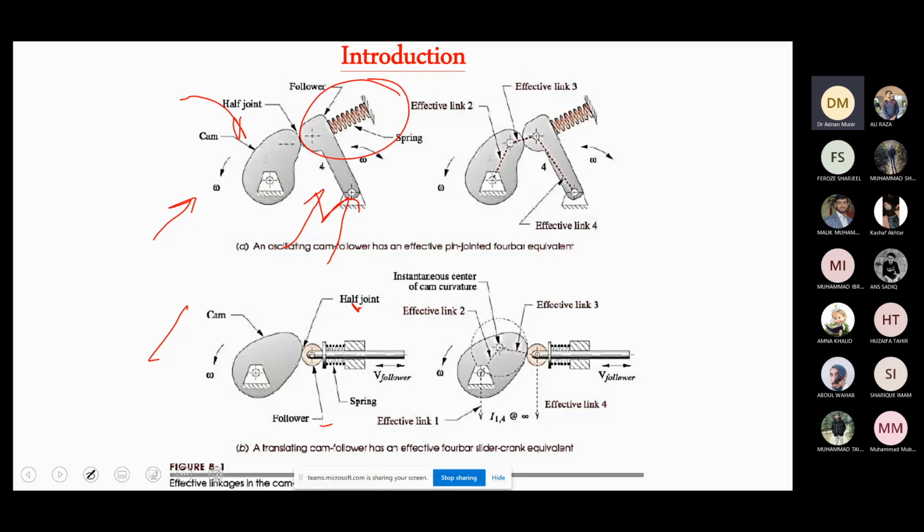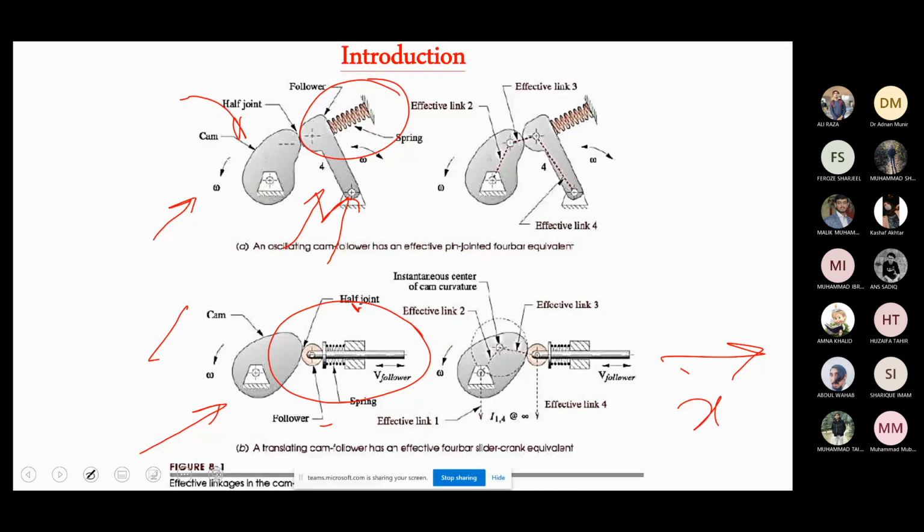Since the follower is oscillating, performing to and fro motion, this type of cam follower is called an oscillating cam follower. But if you look at this cam follower, you will see that the same cam is now attached to a follower which in this case is translating. It can move to and fro along the x-axis, which is defined over here. Since it can move along the x-axis, translating, moving to and fro, this type of cam follower is called a translating cam follower, based on the motion of the follower. Is it clear?